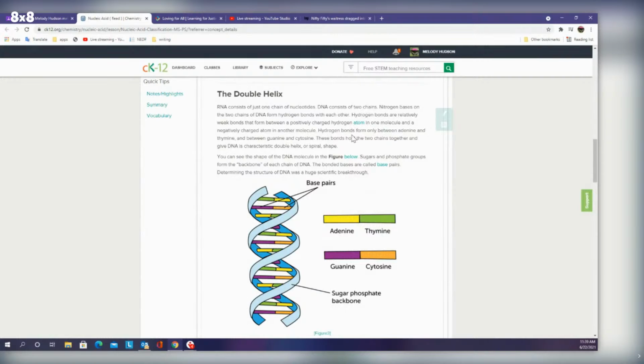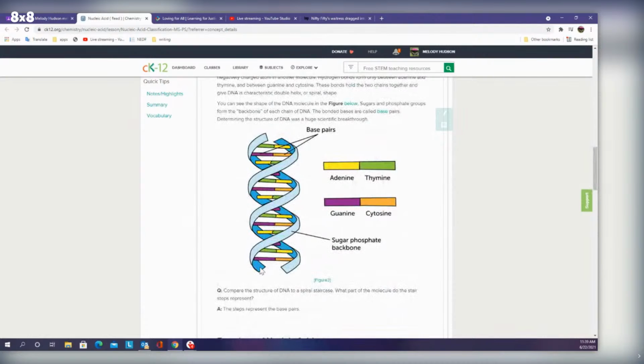So then hydrogen bonds form only one between adenine, which is yellow, and thymine, which is green, see? And between guanine, the purple, and cytosine, in the yellow. So you have 1 and 1, and then you have it reversed because we can do that. But remember, adenine's always with thymine, guanine's always with cytosine, always. Just remember, because they're going to ask you about that. And so the bonds hold the chains together and give the DNA its spiral or double helix shape, right?